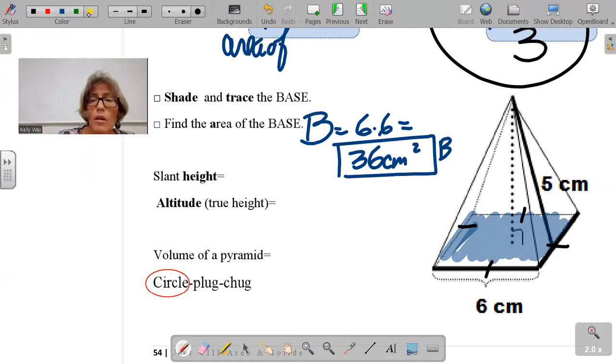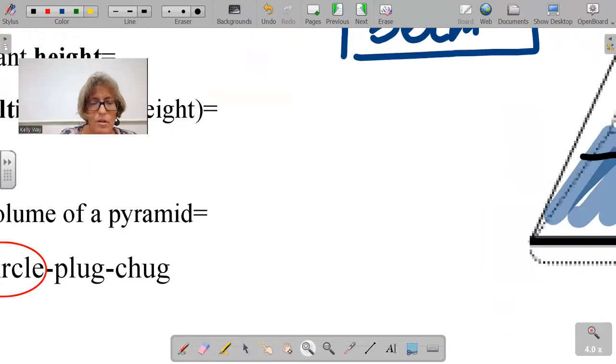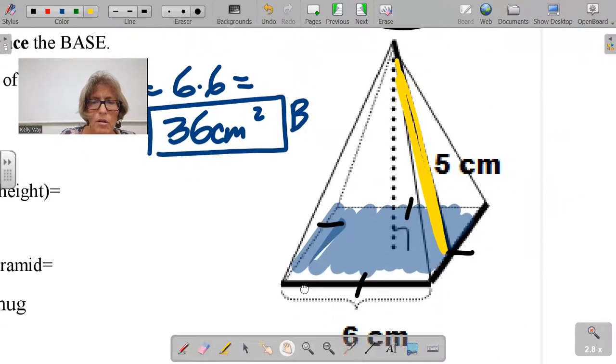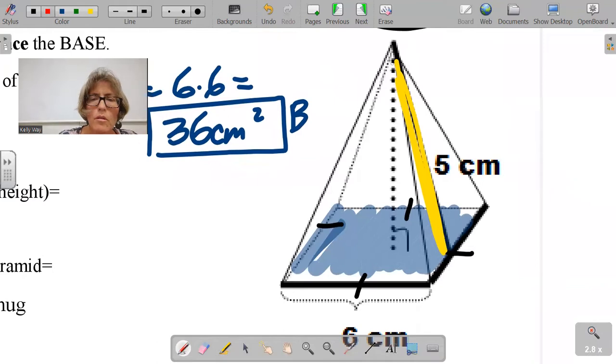Now, our slant height is 5. Take a close look here. We are missing our true height, which is right there. We need that. Question mark. Ready? I'd like you to trace from here to here. You're like, I need that too, don't I? Ready? Trace to 6.